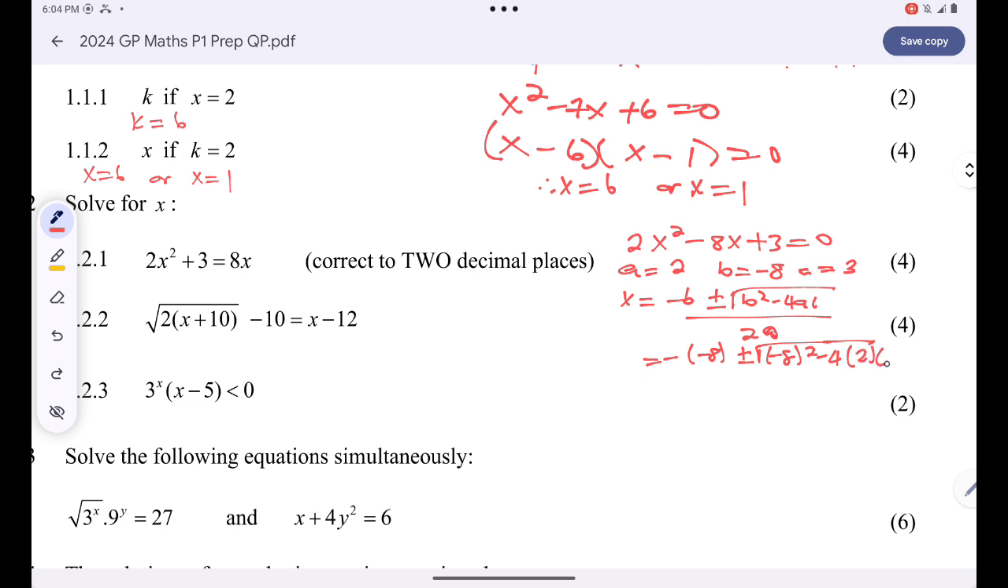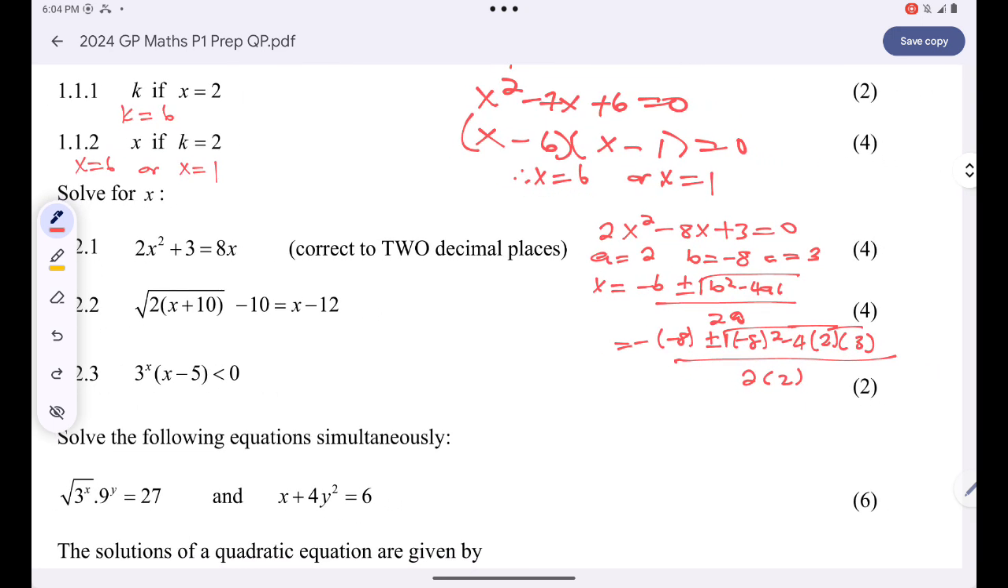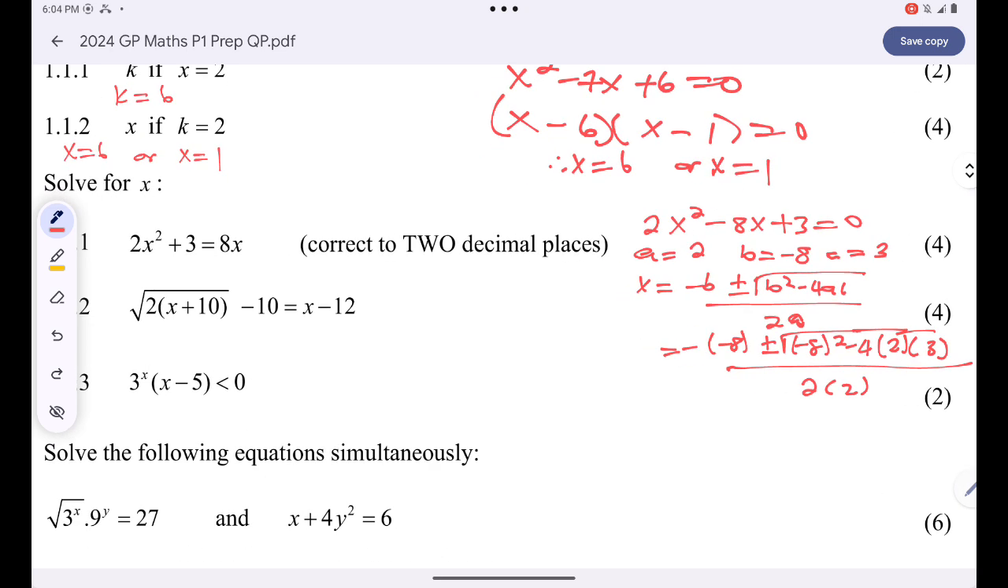The value of a is 2, and c is equal to 3, all over 2a. And then for me to find the answers, guys, I just need to punch my precious calculator: minus a negative 8 plus the square root of negative 8 squared minus 4ac, all over 2a.